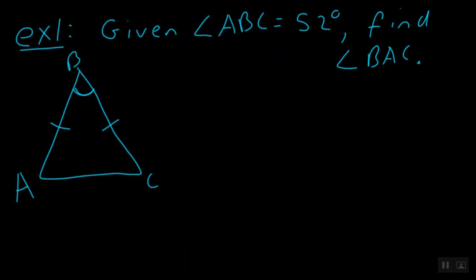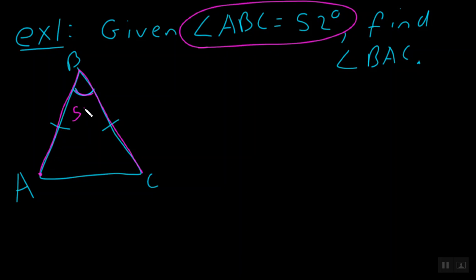Okay, here we have our very first example, and notice it says this: given angle ABC is equal to 52 degrees. So let's see, I start at A, I go to B, I go to C, and I realize, okay, they're telling me that for this triangle, that's 52 degrees. Now, I don't have to be told this is an isosceles triangle because I see these single tick marks indicating that I have two congruent sides. Okay, so how am I going to tackle this?